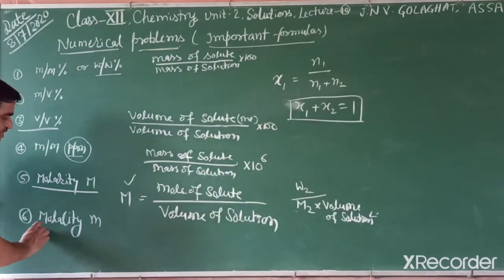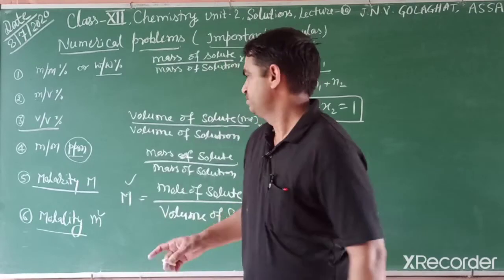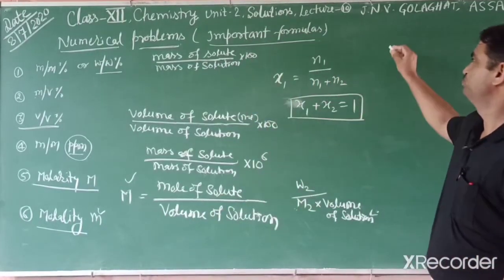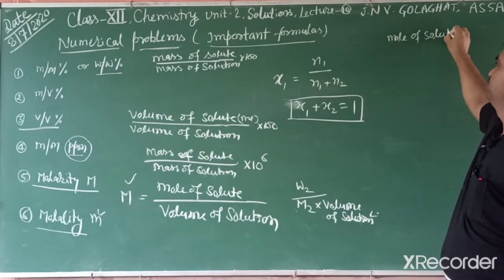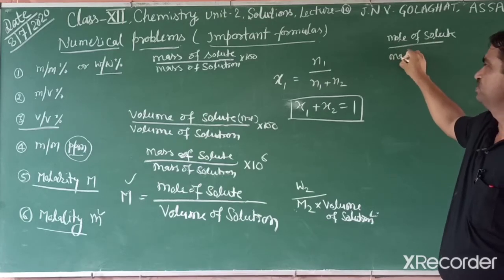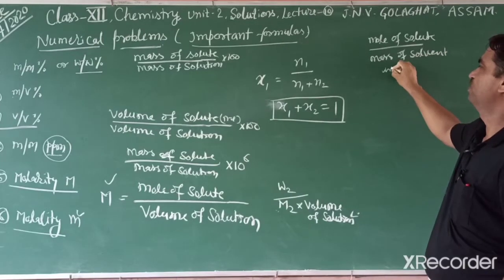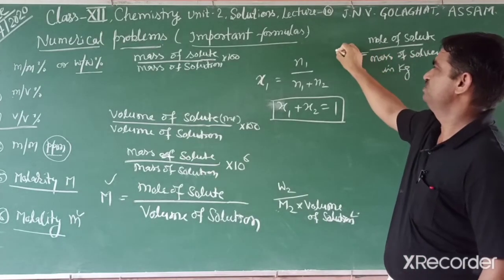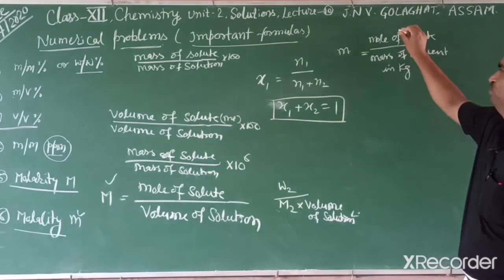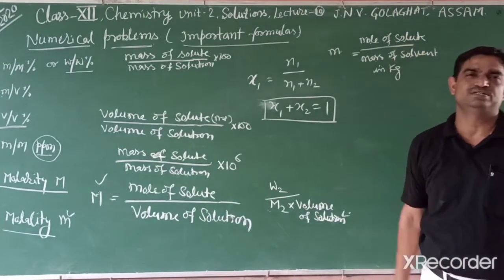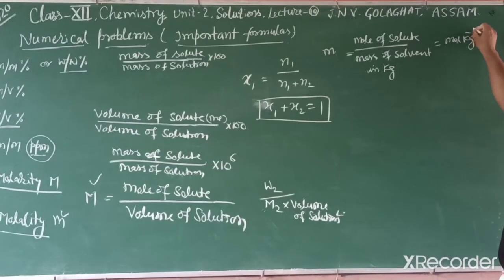Other one is molality. That is an important term. Molality, how can we identify? Molality, students, is mole of solute divided by mass of solvent in kilogram. It is denoted by small m, and molarity is denoted by capital M. You can say the unit is mole per kilogram.